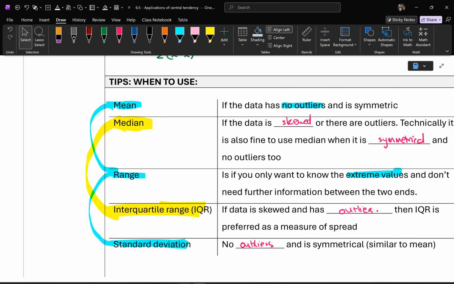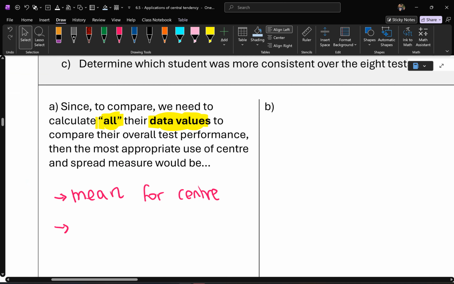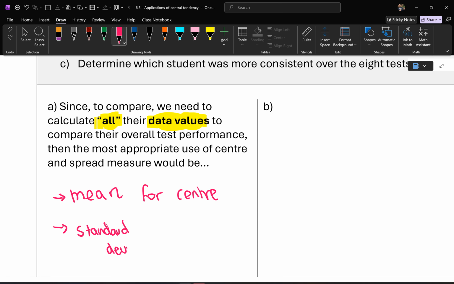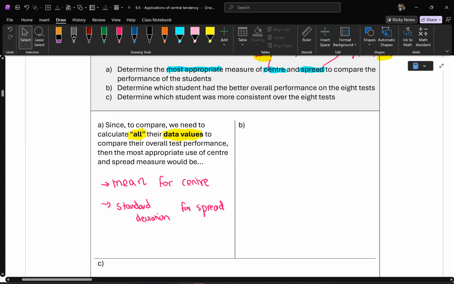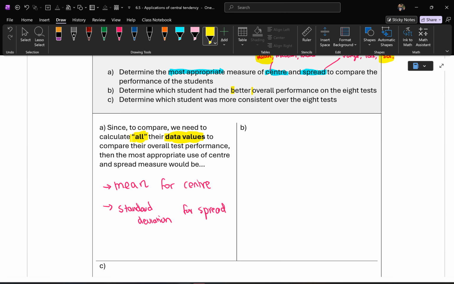Okay, so for year 12, it's all about doing it on your Excel. So here we go. Mean for center and standard deviation for spread. And the key information was the fact that you're using every single value. That's the biggest hint. All right, here we go. Now it says, determine which student had better overall performance.